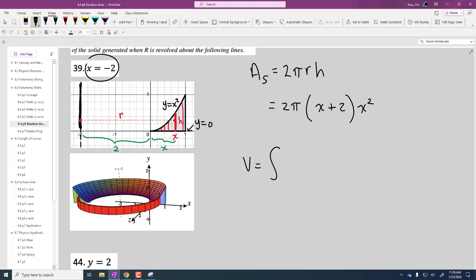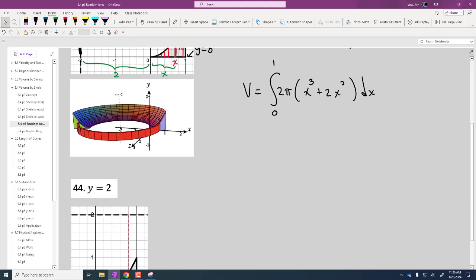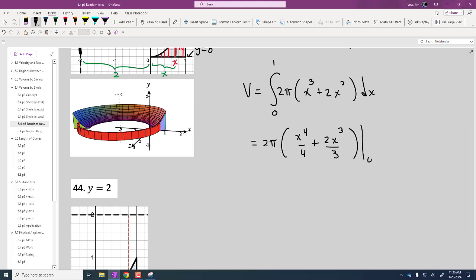So then we're going to have 2 pi. We'll distribute the x squared, so we're going to have x cubed plus 2x squared, and integration element dx. That'll be the volume. So this will be 2 pi multiplied by the quantity x to the 4 over 4, plus 2x cubed over 3, from 0 to 1.